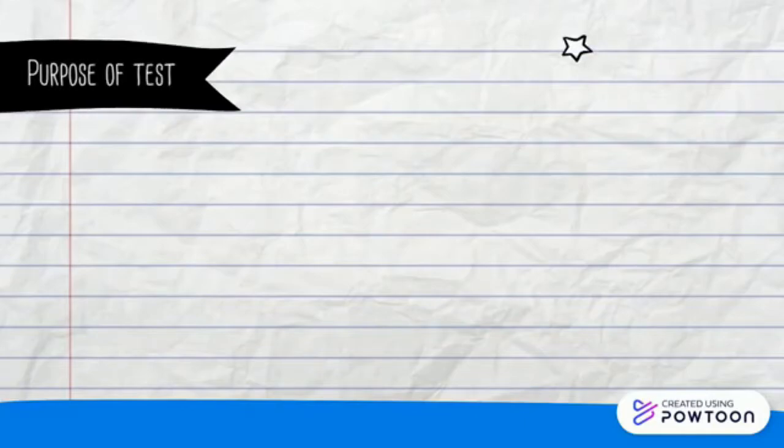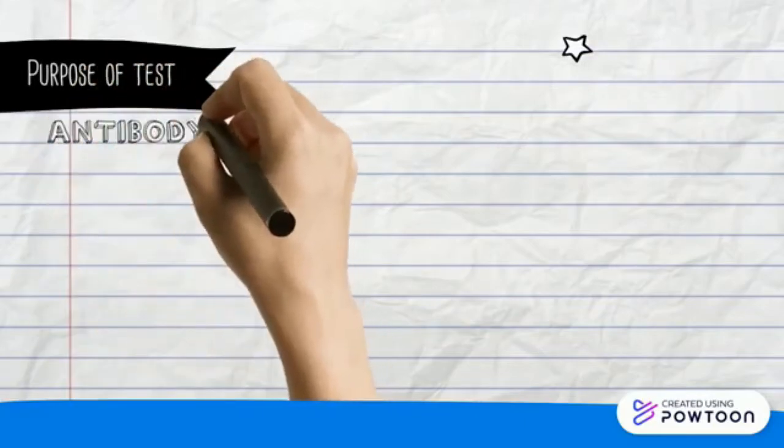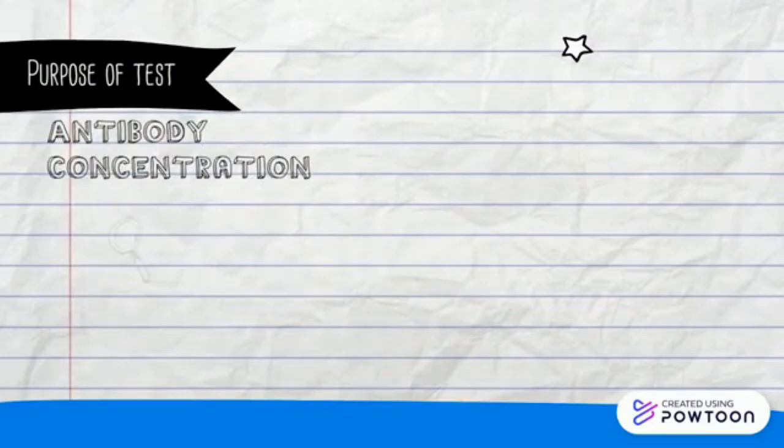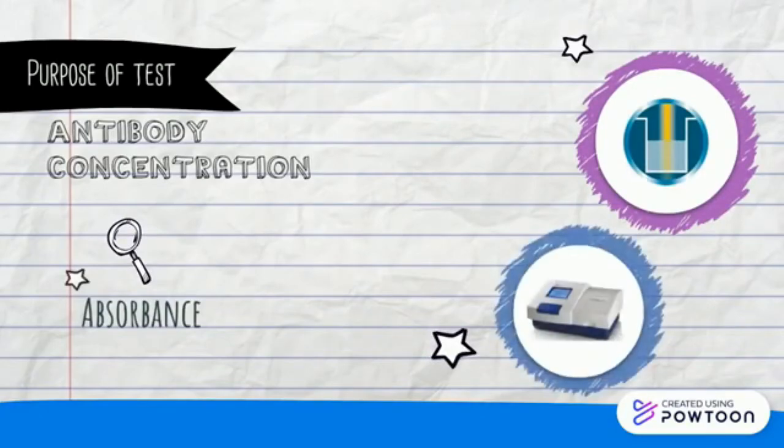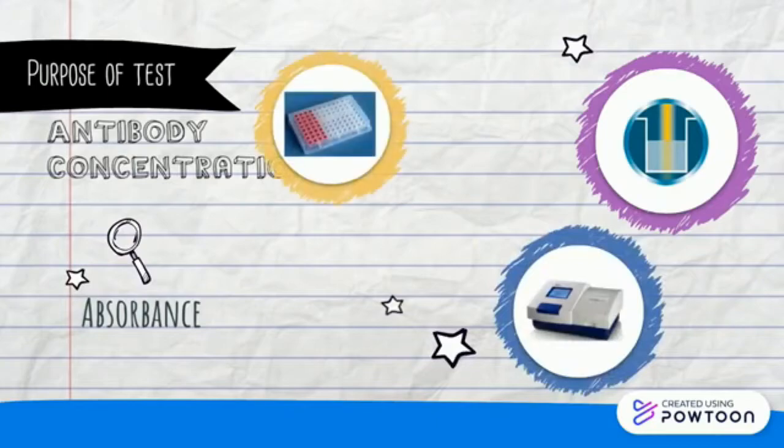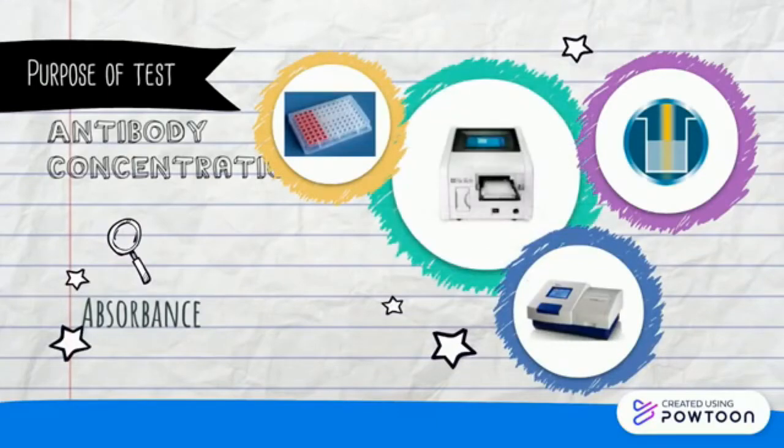Indirect ELISA is typically used to determine total antibody concentration. The detection method is via measurement of absorbance. If using only a single microtiter, this kind of spectrophotometer is used. As for microwell plates, this kind of spectrophotometer is used.